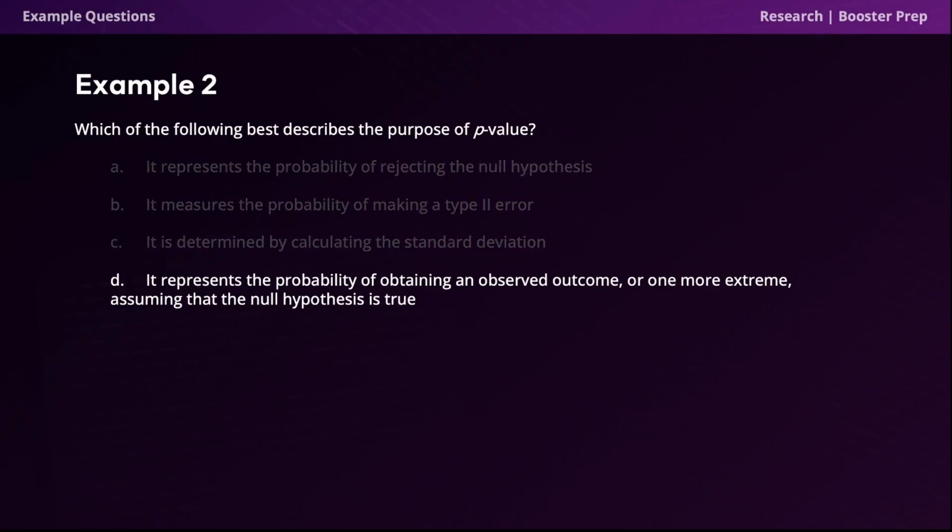It represents the probability of obtaining an observed outcome, or one more extreme, assuming that the null hypothesis is true. So remember that the p-value guides researchers on whether or not the null hypothesis should be rejected. If the null hypothesis is rejected, it implies that the results are statistically significant.